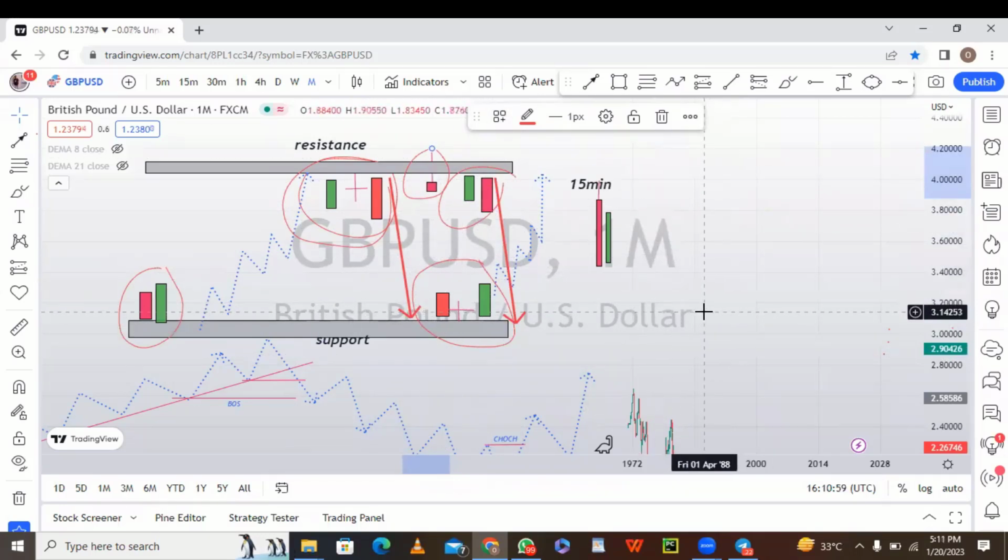It is not advisable to do so. You want to see them on your support or your resistance before you can do that. So that is that about candlesticks. That is that about some candlesticks that you want to pay attention to in order to make good trading decisions.